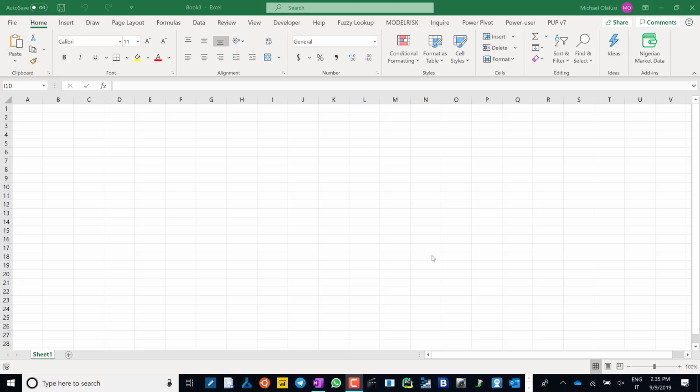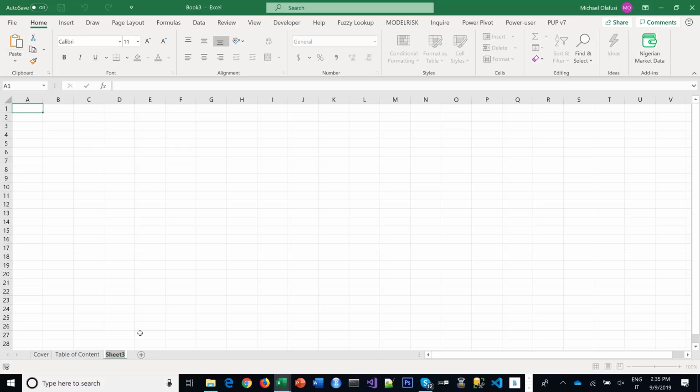I will be a bit fast. So I'm starting from a blank Excel file, and this is my own preferred method of creating the template of the financial model. I usually create a cover or summary sheet. Then I add a table of contents or index page.